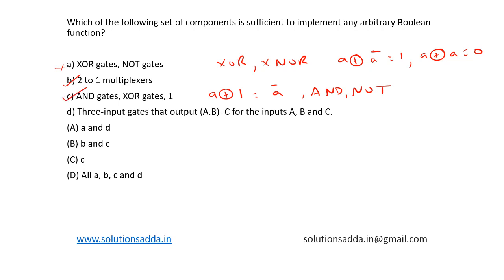Next we have three input gates that output A, B plus C for the inputs A, B and C. Using C equal to 0 we get an AND gate. Using B equal to 1 we can get an OR gate. But we cannot derive NOT gate from here. So option D is also not correct. So B and C is the correct answer and option B would be the correct answer here.